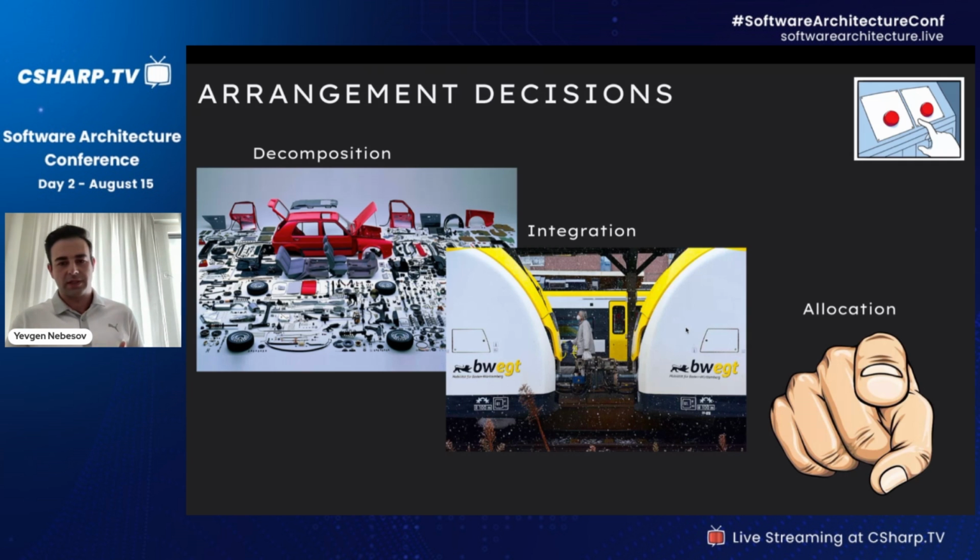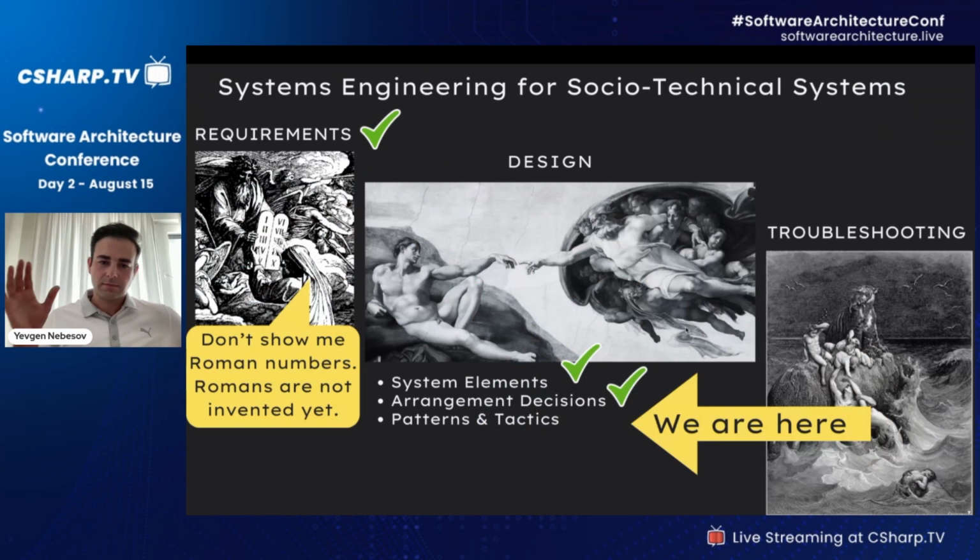And the third type of arrangement decisions is allocation. As we saw previously, to whom we allocate the role of lead architect, or where do we want to allocate the component X? Should it be allocated on an edge device like a smartphone, or should it be allocated in the cloud? So these are examples of allocation decisions. And with the help of system elements and arrangement decisions, we can now express the socio-technical design of any socio-technical system. We can verify it, comparing it to the set of requirements. We can discuss it with other people, we can communicate it, and so on.